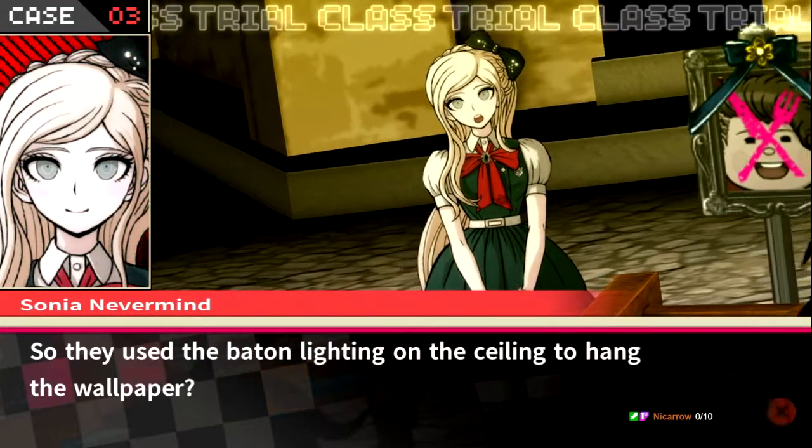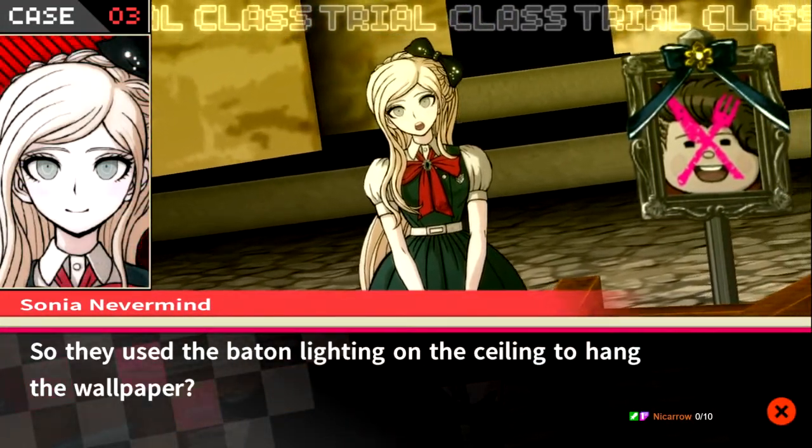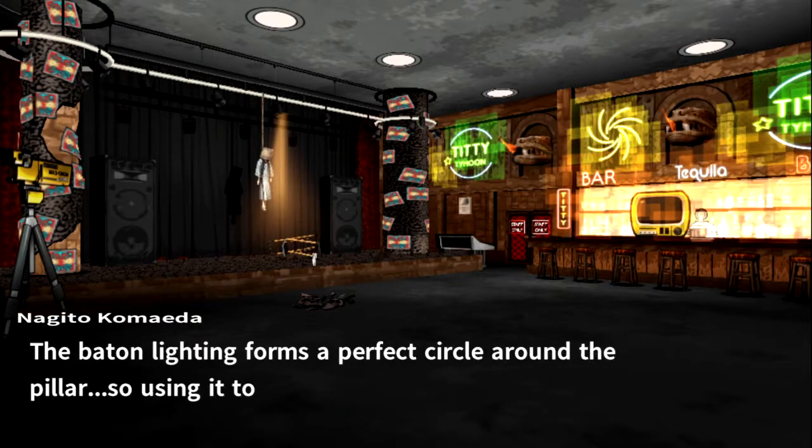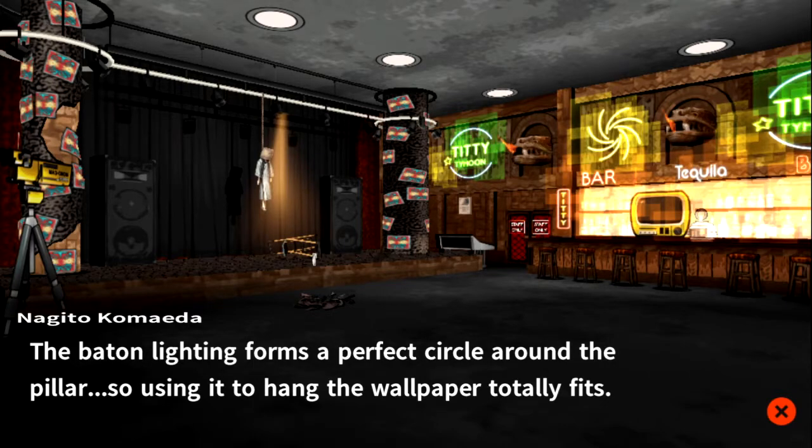So they used the baton lighting on the ceiling to hang the wallpaper? The baton lighting forms a perfect circle around the pillar, so using it to hang the wallpaper totally fits. Okay, but here's the other problem with that. The scrap is hanging on the outside of the baton paper, but the pillar is on the inside. Shouldn't the wallpaper be around the outside of the baton lighting? Oh, I'm gonna stop pointing out the flaws.